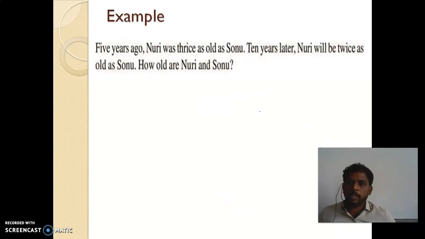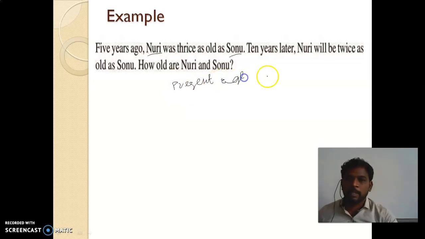Look at the next example. This one is also an age problem. 5 years ago, Nuri was thrice as old as Sonu. Here also there are two persons, Nuri and Sonu. Now I am going to take the present age. Whenever an age problem is asked, first we have to assume the present age, that is very important. So the present age of Nuri I take as x, and for Sonu I take y, x years and y years. These are the present ages.